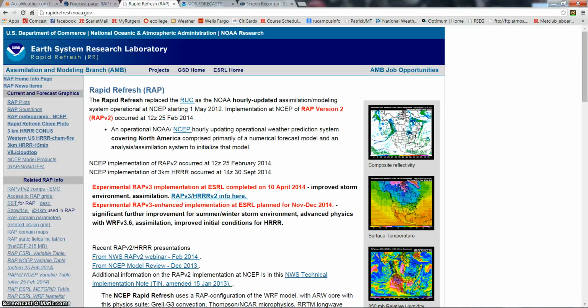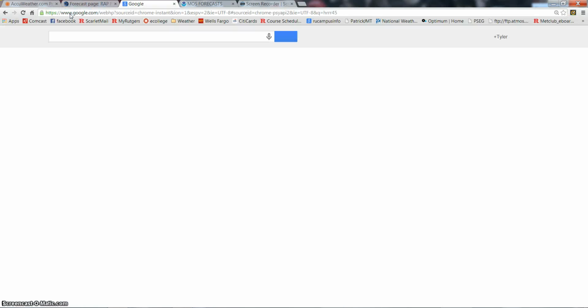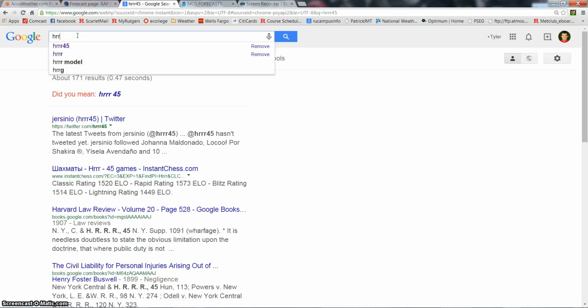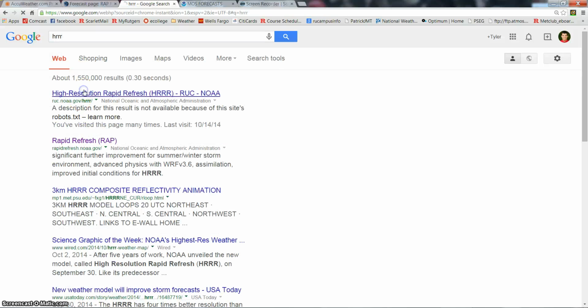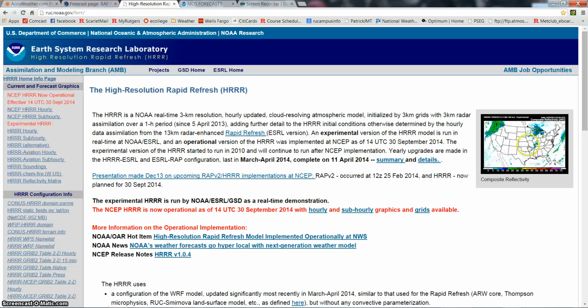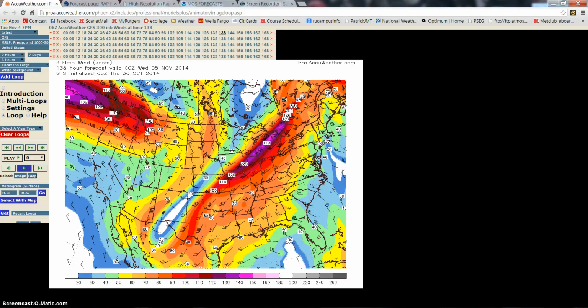This is just another model, the HRRR, as it's called, or the High Resolution Rapid Refresh. This is actually just the rapid refresh, but if I go to HRRR, this is the High Resolution Rapid Refresh. This is just a different model that you can look at. So these are some of the things that we look at as we forecast.